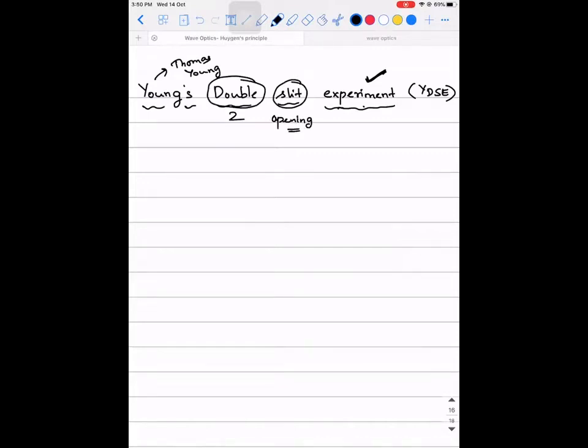So what should this experiment have? This experiment will have a sheet with how many slits? Two slits. And there will be a screen placed at some distance. Let's say the distance is D. So I'm expecting you to imagine other things.